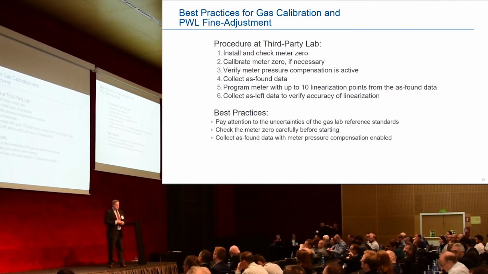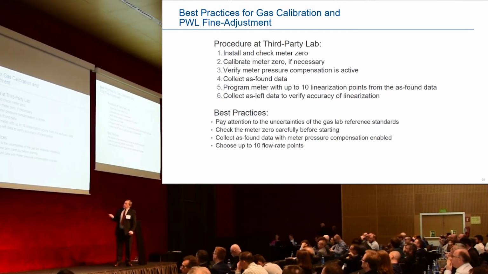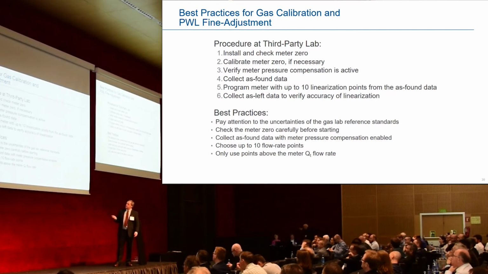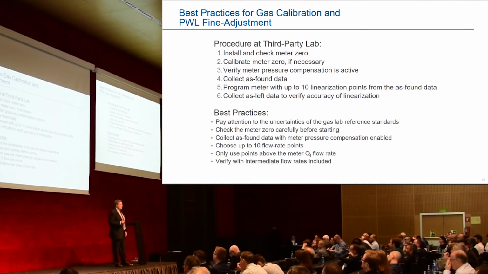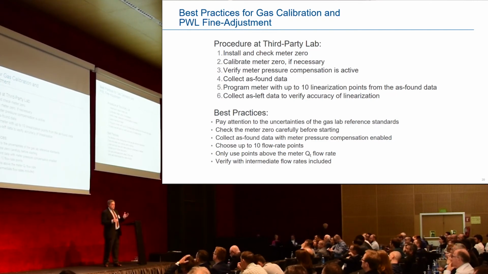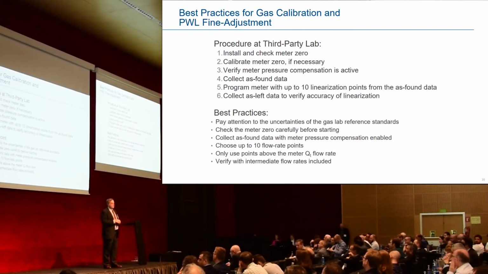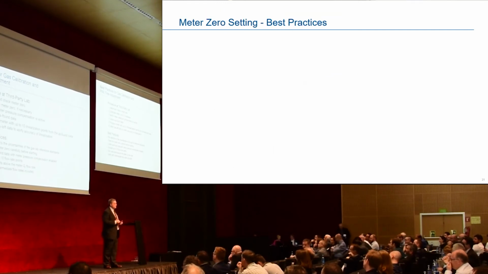You want to make sure you check the 0, as I've said, before collecting as-found data, because if you have a bad 0 when you collect your as-found data, you're going to build that error into your linearization. You want to collect it with the pressure compensation enabled and choose up to your 10 points that you want to use, and we recommend that you do not use any points above the transition flow rate. It's also recommended that when you go back and verify after you've made your adjustments, that you select flow rates in between the as-found points to show that the interpolation is working properly.